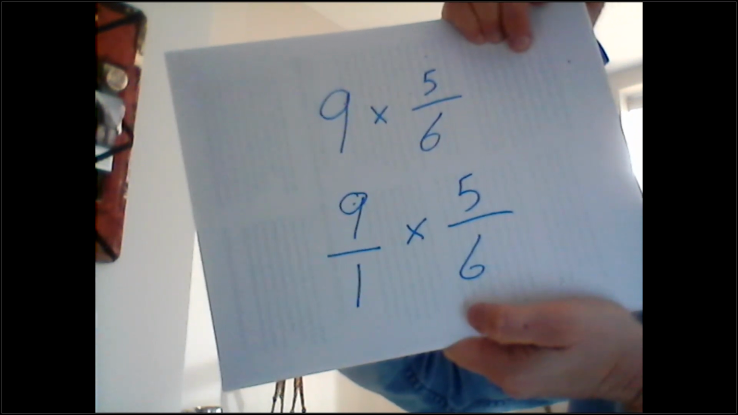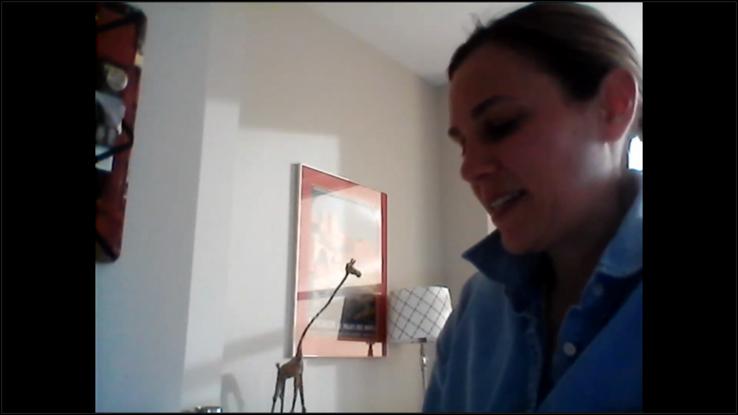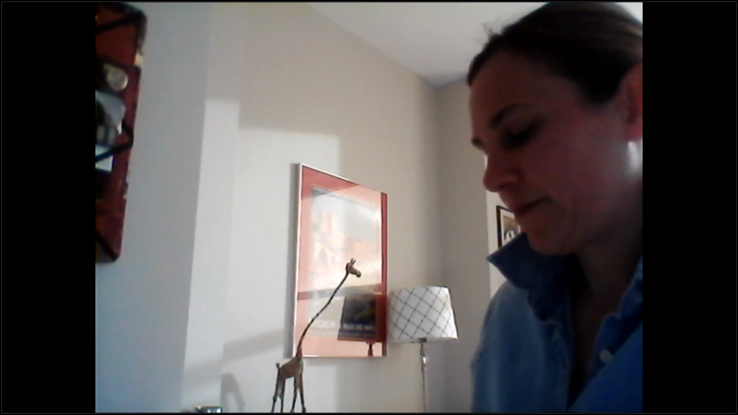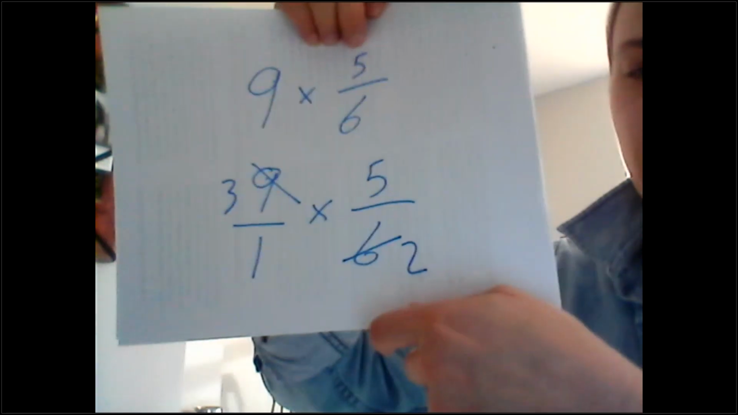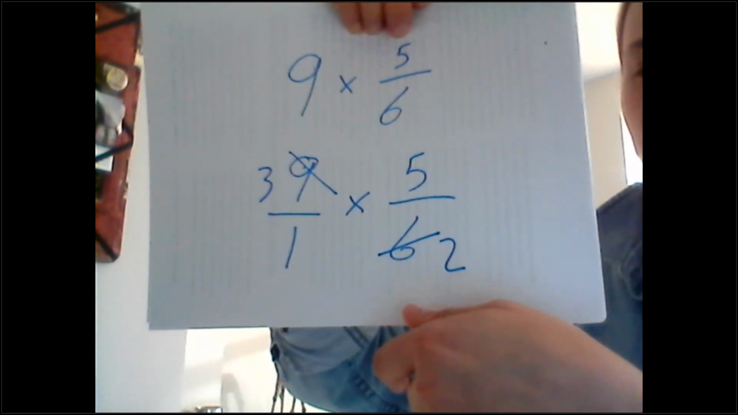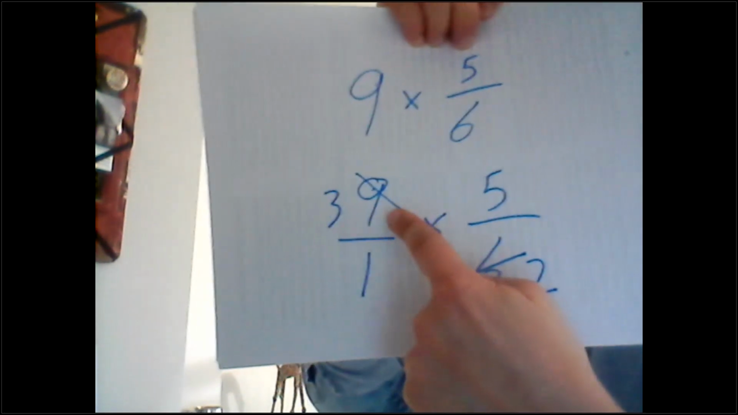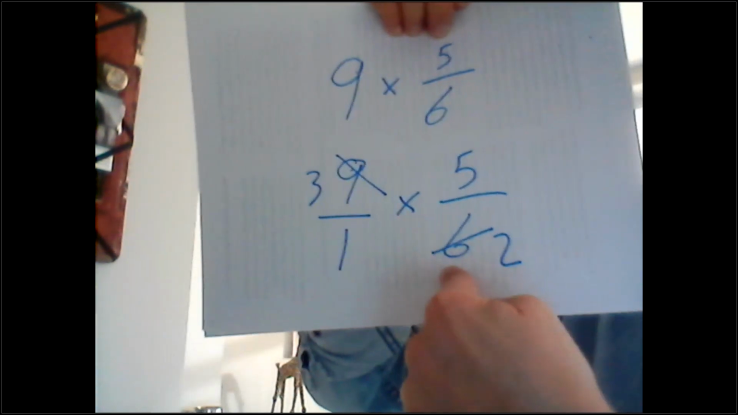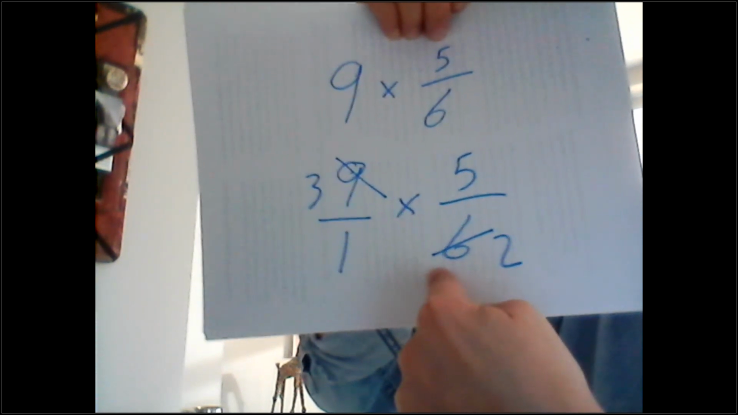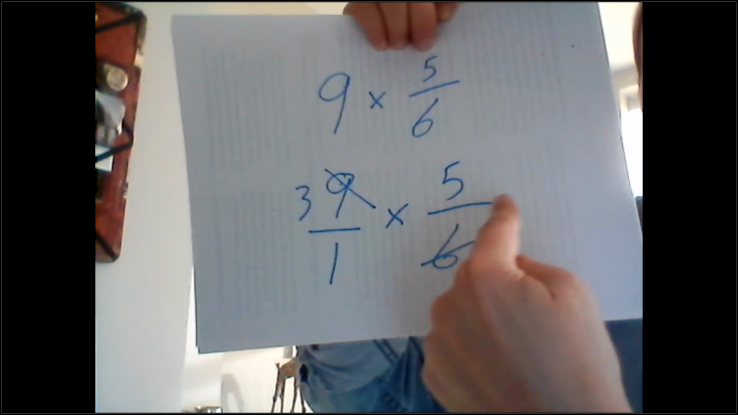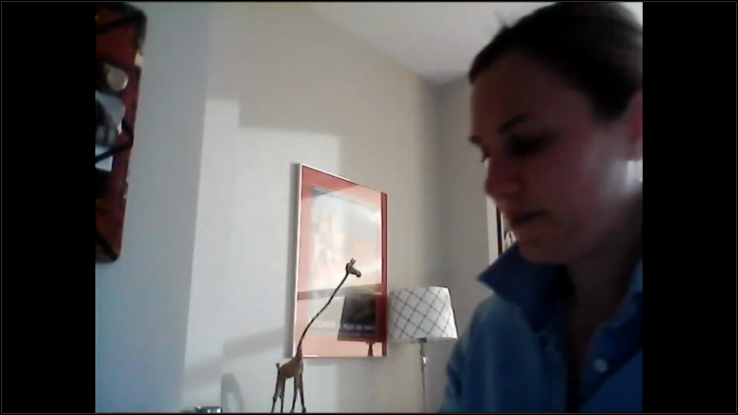So if I divide my 9 and my 6 by 3, okay, so that's what it looks like. I did my cross canceling and I divided both my 9 and my 6. So I divided 9 by 3, which gave me 3. And then I divided my 6 by 3, which gave me my 2. So then when I do the multiplication, 3 times 5 is 15.